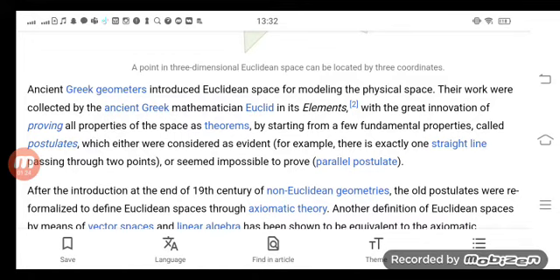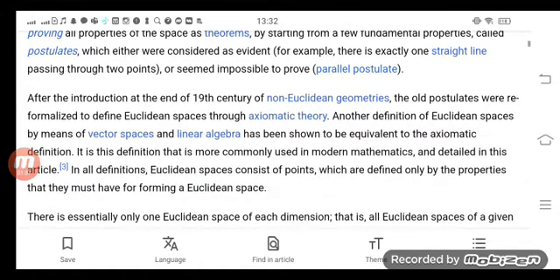non-Euclidean geometries, old postulates were reformalized to define Euclidean spaces through axiomatic theory. Another definition of Euclidean spaces by means of vector spaces and linear algebra has been shown to be equivalent to the axiomatic definition. It is the definition that is more commonly used in modern mathematics.